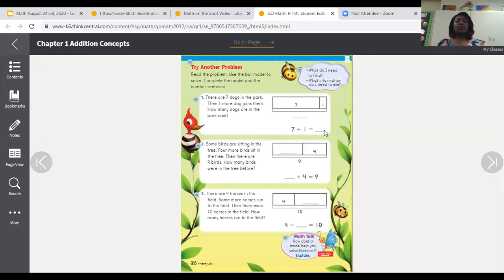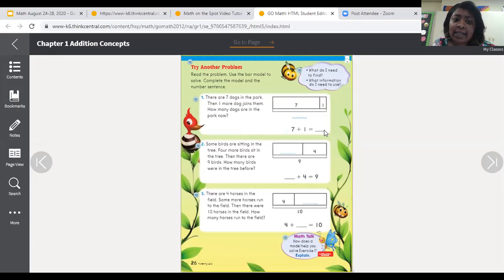Let's look at number 2. Number 2 is a little different. Some birds are sitting in the tree. 4 more birds sit in the tree. Then there are 9 birds. How many birds were in the trees before?